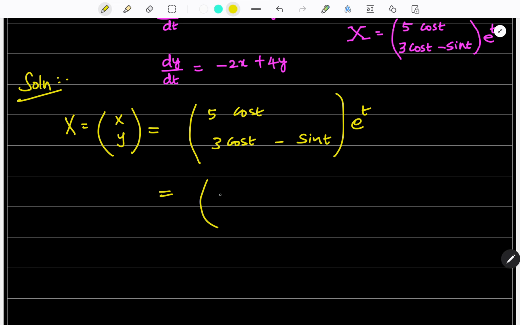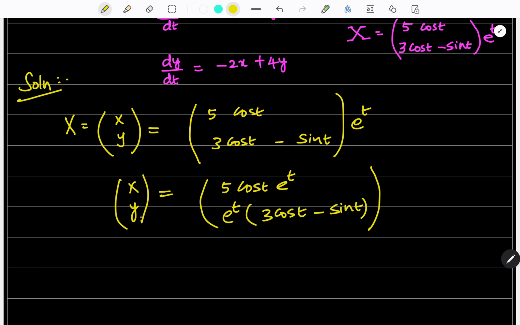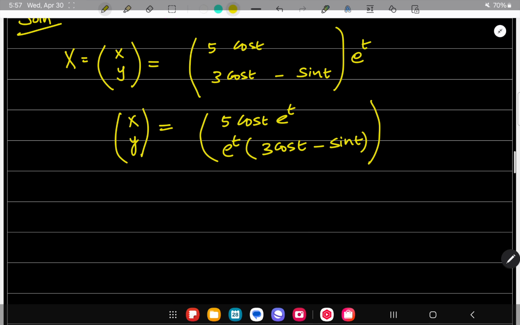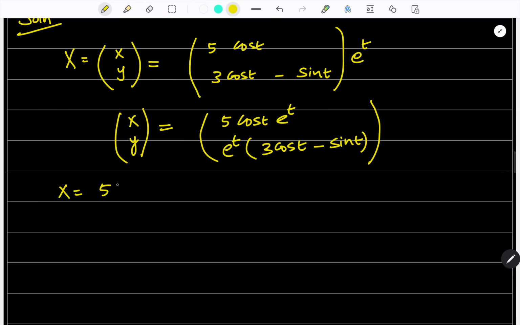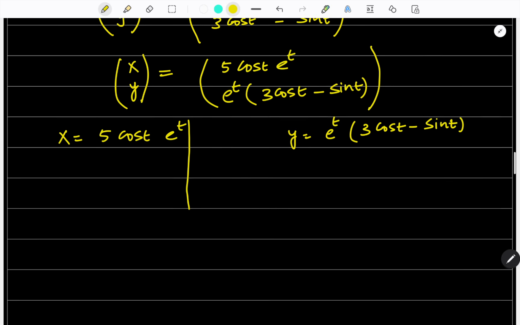So this can be written as 5 cosine t e power t. And this can be written with e power t common, 3 cosine t minus sine t, close the matrix. So this is your xy. What is your x equal to? Your x is equal to 5 cosine t e power t. And what is your y? E power t times 3 cosine t minus sine t. Is it okay, everybody? So this is your y.